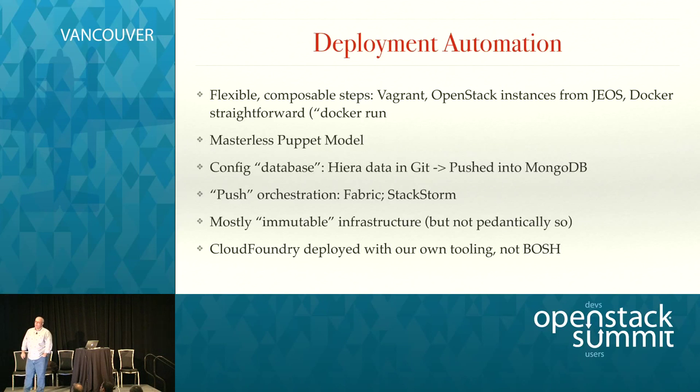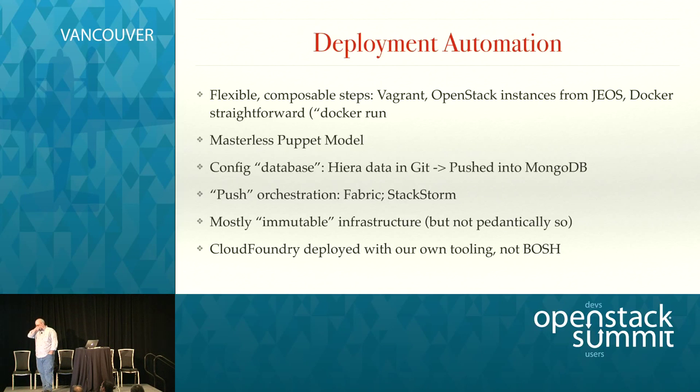We do mostly immutable. I talked about side grades. We do mostly immutable infrastructure, but we're not pedantic about it. If I need to delete a user from a machine, I'm sure as hell not going to rebuild the machine. I'm just going to say ensure absent in Puppet, and he's gone. So it's much faster, a lot less churn, a lot less strain on logging and metrics and other systems to have those machines be a little more stable.